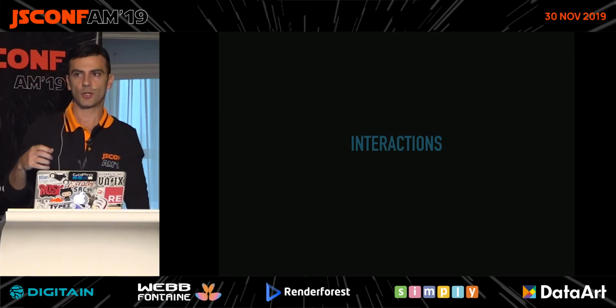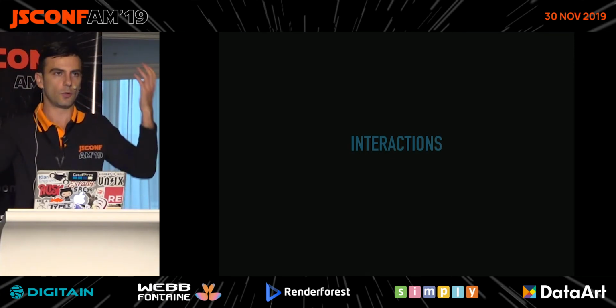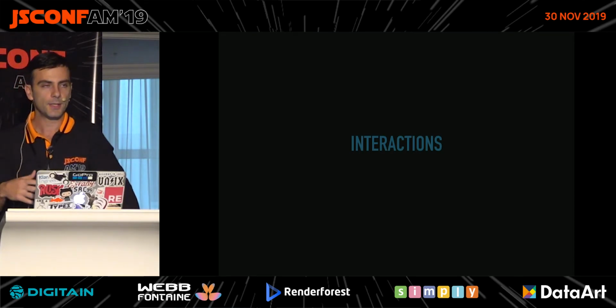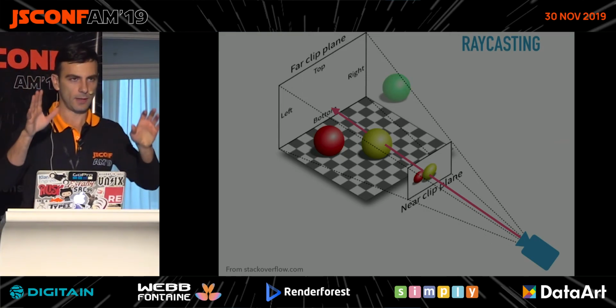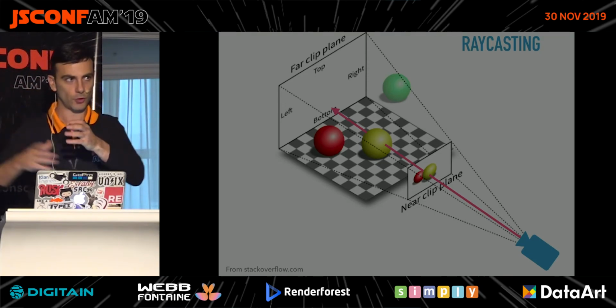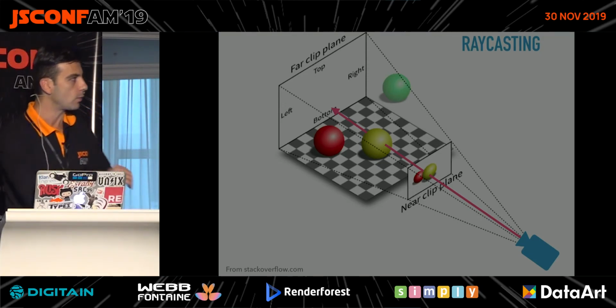You can't just attach an event to some element and then get these magical events. This stuff doesn't exist on Canvas. So what do you do? Well, you do something called ray casting. So the way ray casting works, and I'll show you the code, is this.